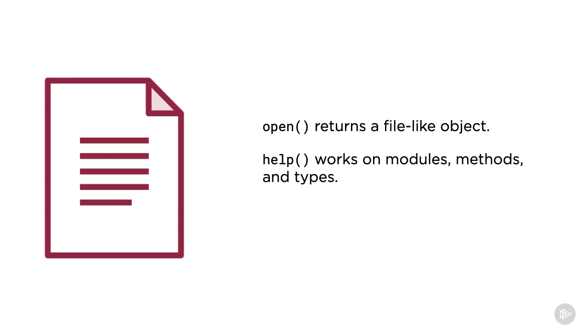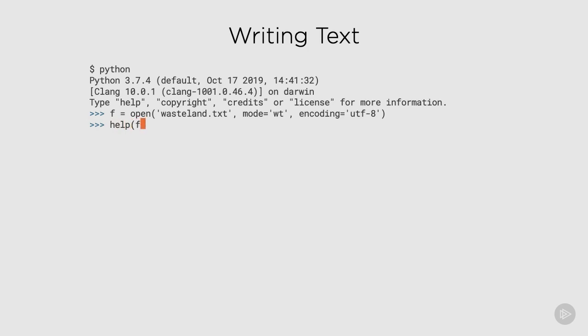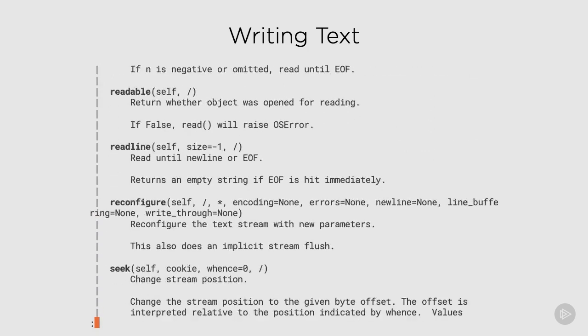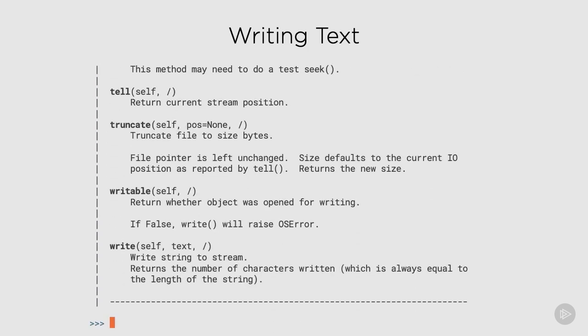We've shown previously how we can request help for modules and methods and types, but in fact, we can request help on instances too. This makes sense when you remember that everything is an object. Let's call help on our file f. Browsing through the help, we can see that f supports a method write. Quit the help with Q and continue at the REPL.